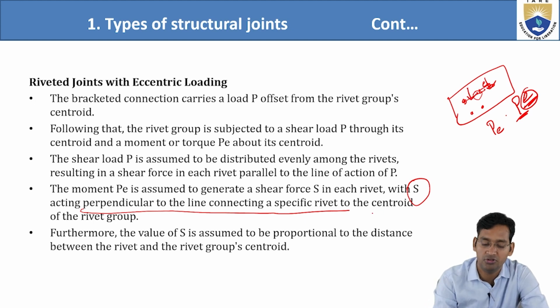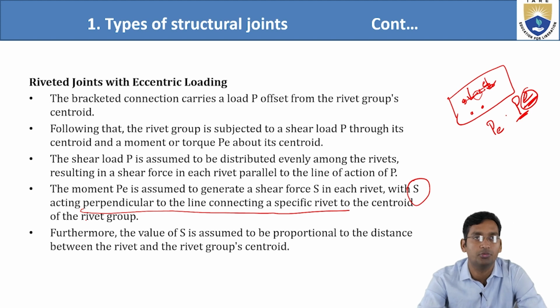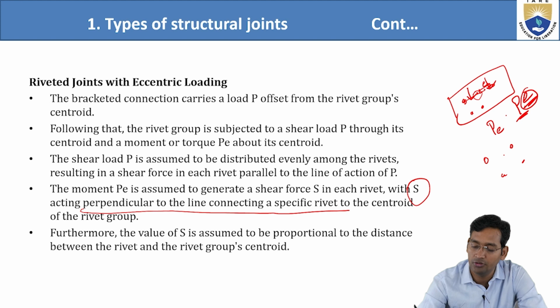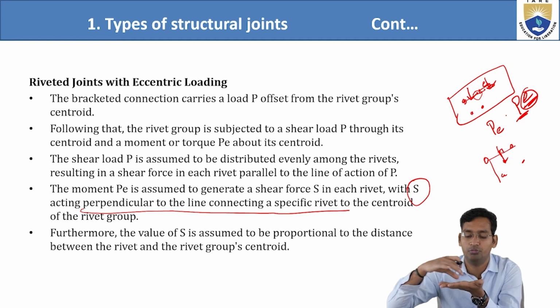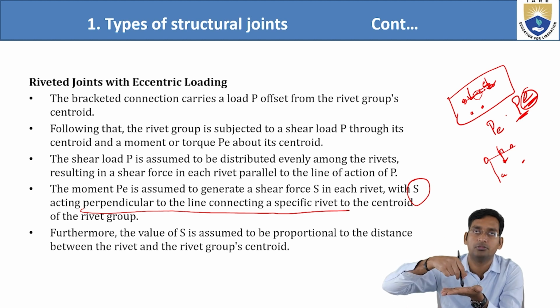Okay, rivet to the centroid of the rivet group. So wherever the centroid is, suppose here, that will act here vertically. That should be perpendicular to the line of action. So just here, this is perpendicular. Okay, it's 2D, but generally if, like, 4 rivets are here, then this will act like this.